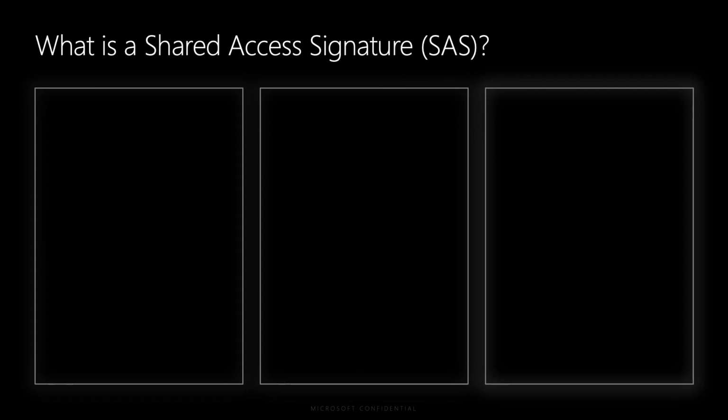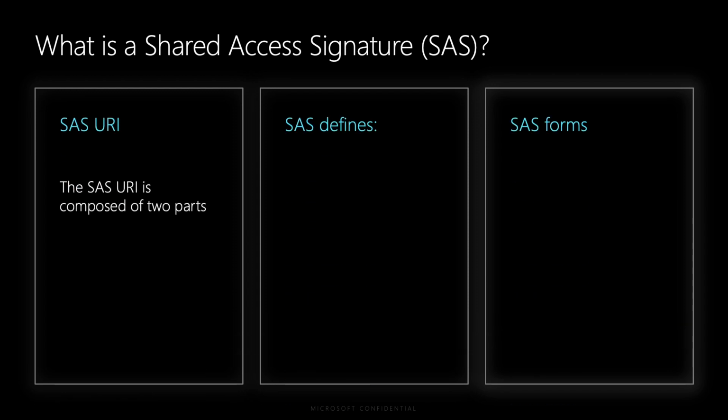This brings us to the question of the day. What is the shared access signature? A SAS has two parts. The URI of the storage resource, with the second part, the SAS token that is created on the client side, appended to it. This token has a signature, which is used to authenticate the client to the resource.